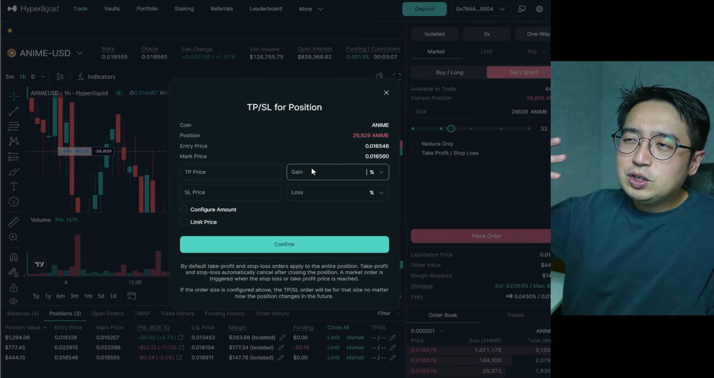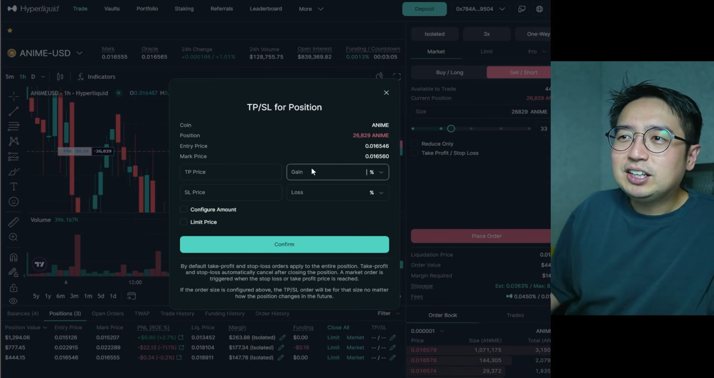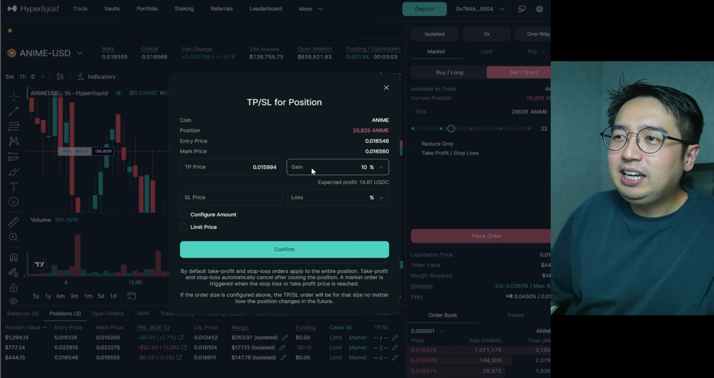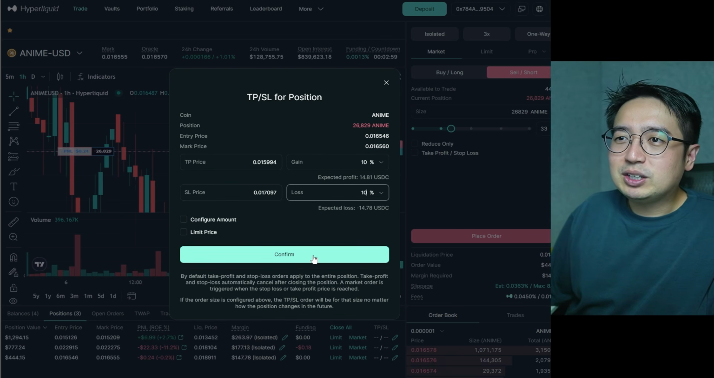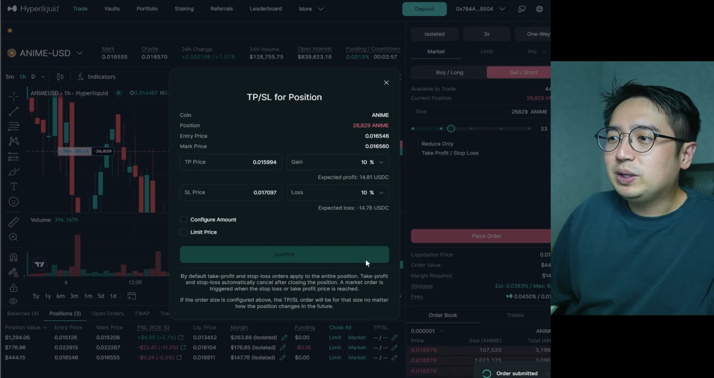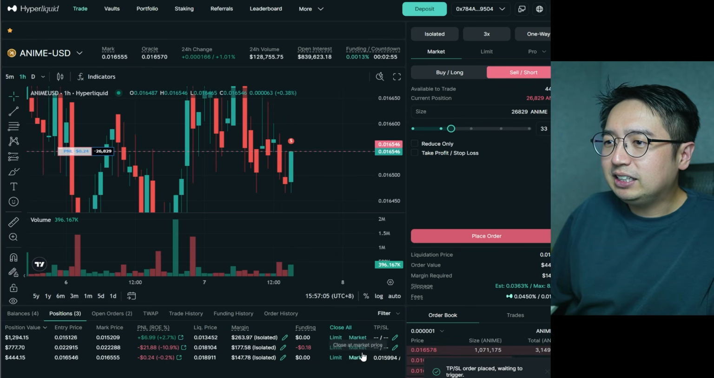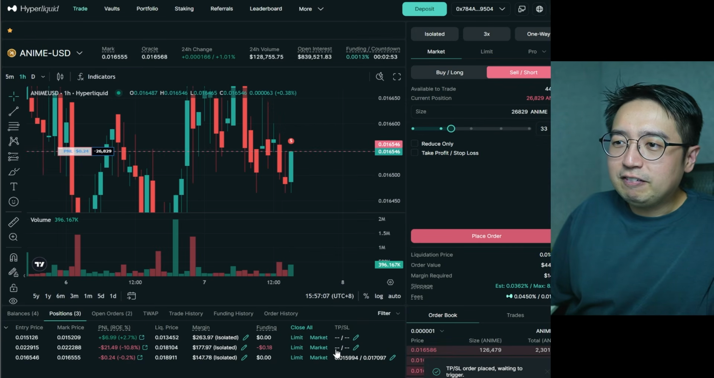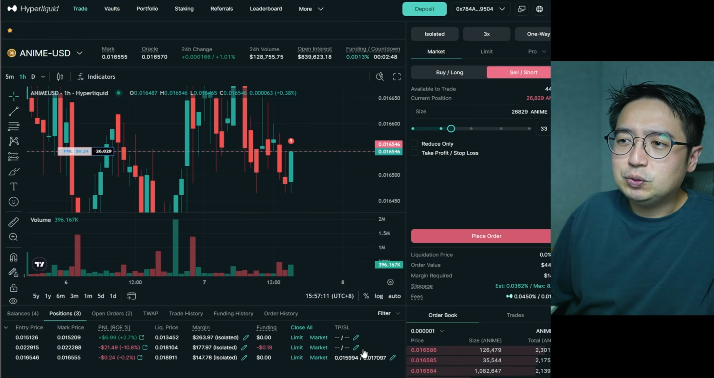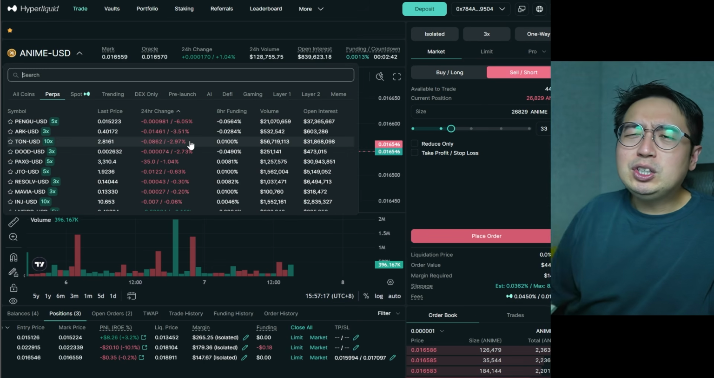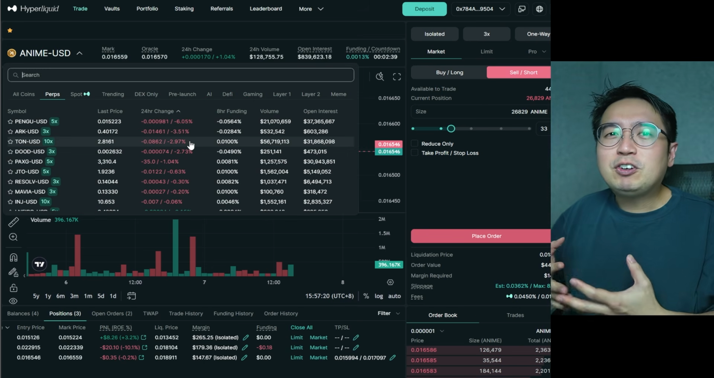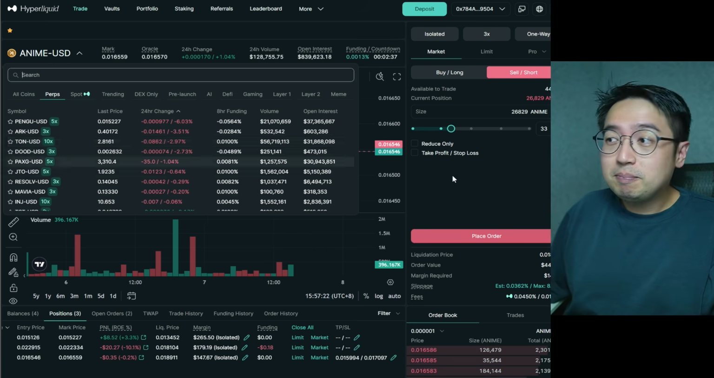And if you're new to this, it's always nice to lock in profits. Let's say 10% gain, it sells. 10% loss, it also closes our position. So we'll hit confirm, and that's it. And you can see if you don't have a take profit or stop loss set, it's just going to show dashes there. So that is how you trade on Hyperliquid. I'm sure there is more you can do, but this is a good breakdown for you to get started immediately.